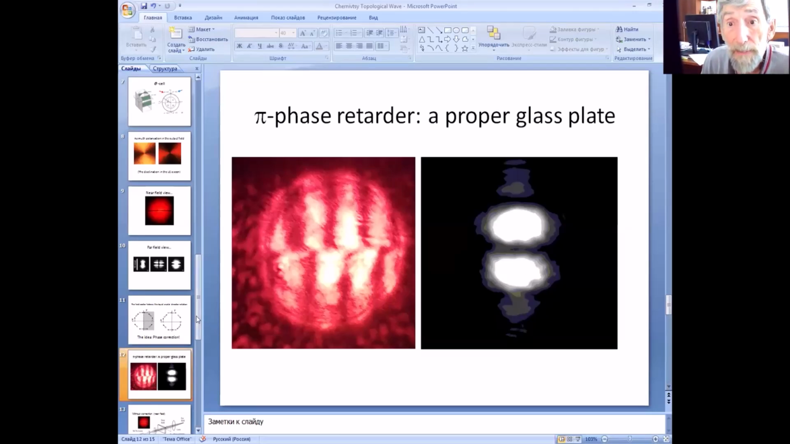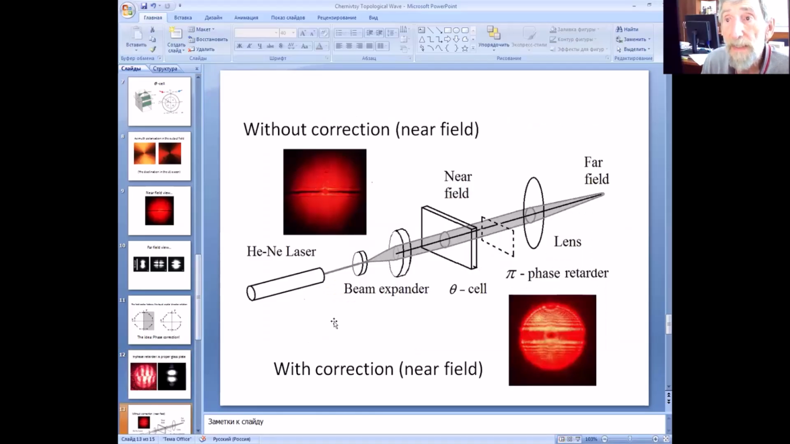So, very simple instrument, and it will be then applied to our theta cell. This is an experimental scheme. The laser beam is collimated. Here we have our theta cell with the rubbing horizontal. Then we can introduce our glass plate as a pi-phase retarder, and we'll observe the picture in the near field and in the far field.